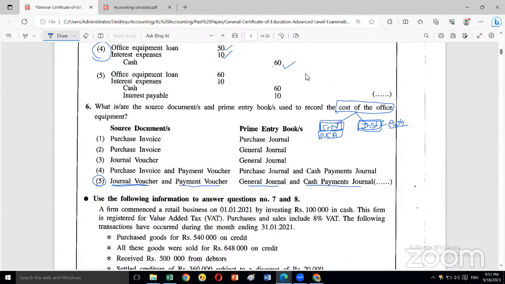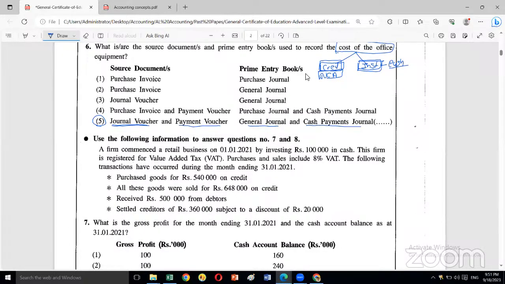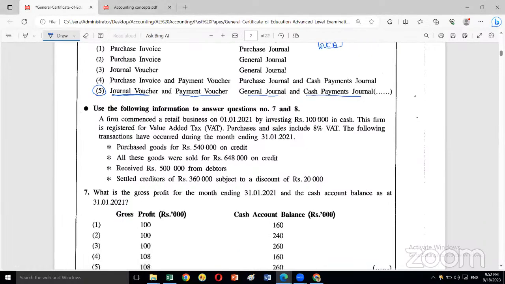Based on that only, I got this answer. What is the answer for question number 6? Fifth one is the correct answer. In case the computer is a trading good of a particular businessman, it is recorded under purchases. Yes, if it is trading goods, it goes to the purchase journal, credit purchase of trading goods. Okay, question number 7.